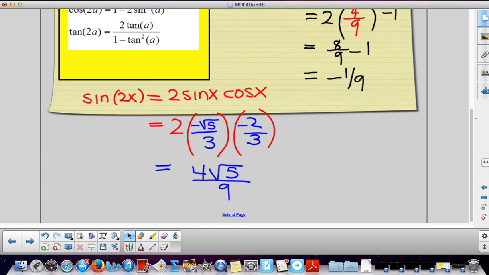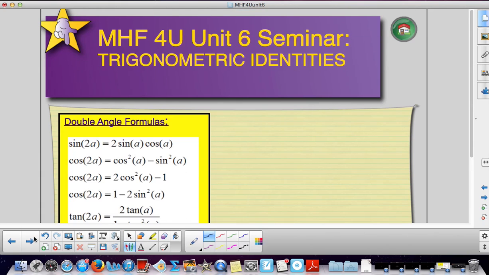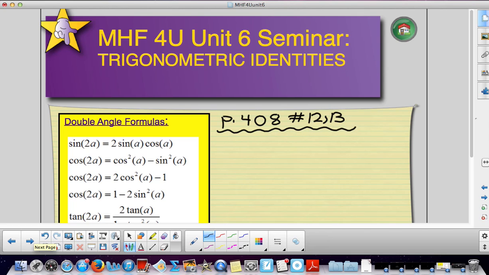This is actually a question straight from your unit guide, page 408, I believe number 12 and 13 in your unit guide. So for those of you taking the in-class test and have memorized these formulas, they're not going to be that challenging for you, but this is a common test question.